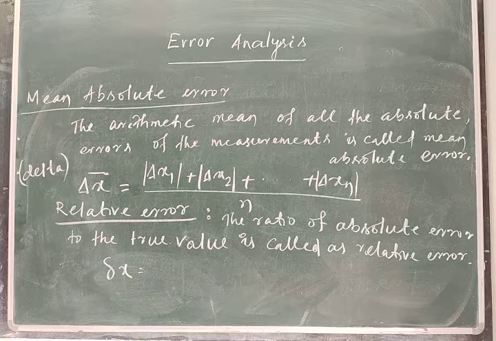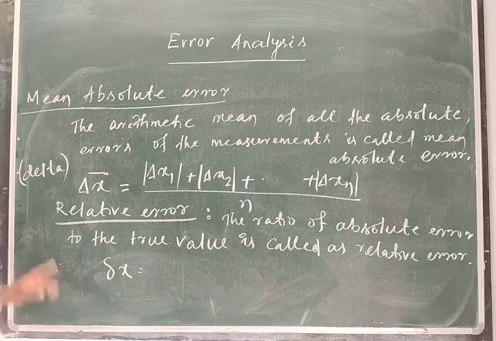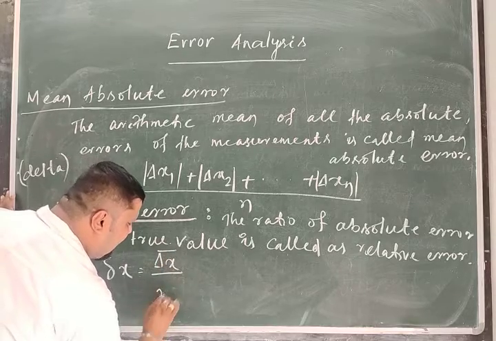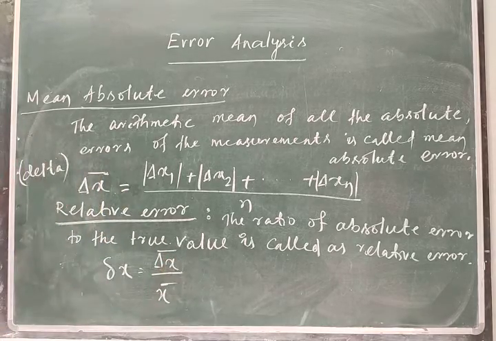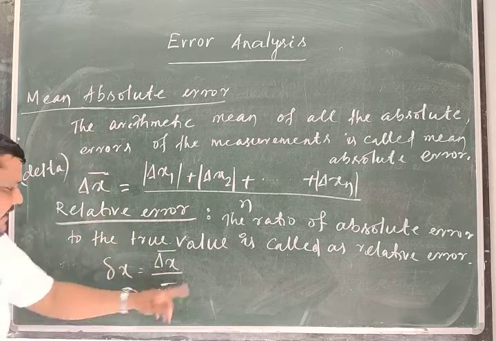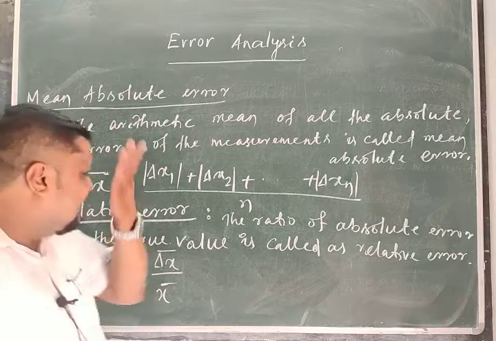Which type of absolute error? The ratio of the mean absolute error, because we are taking the true value. So we will write this as delta x bar divided by x bar. Delta x bar, the mean absolute error, divided by x bar. Right? This is called the relative error.